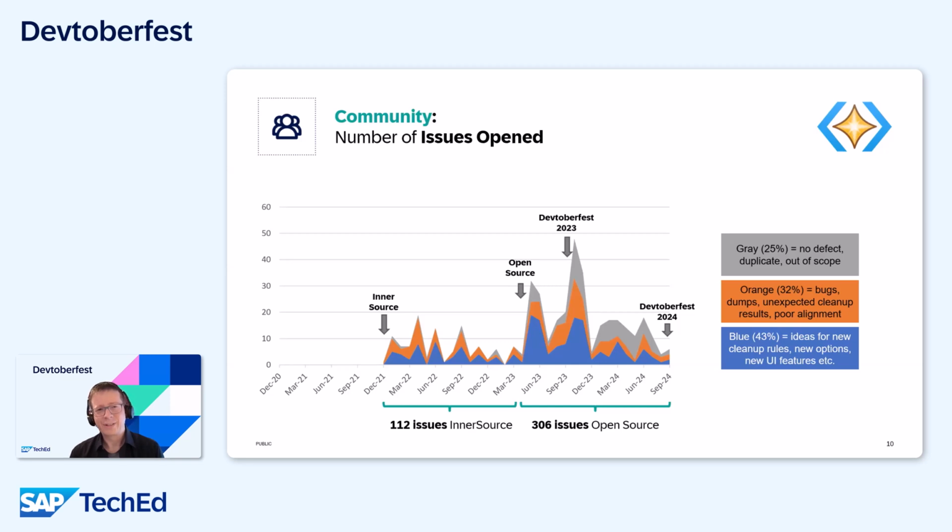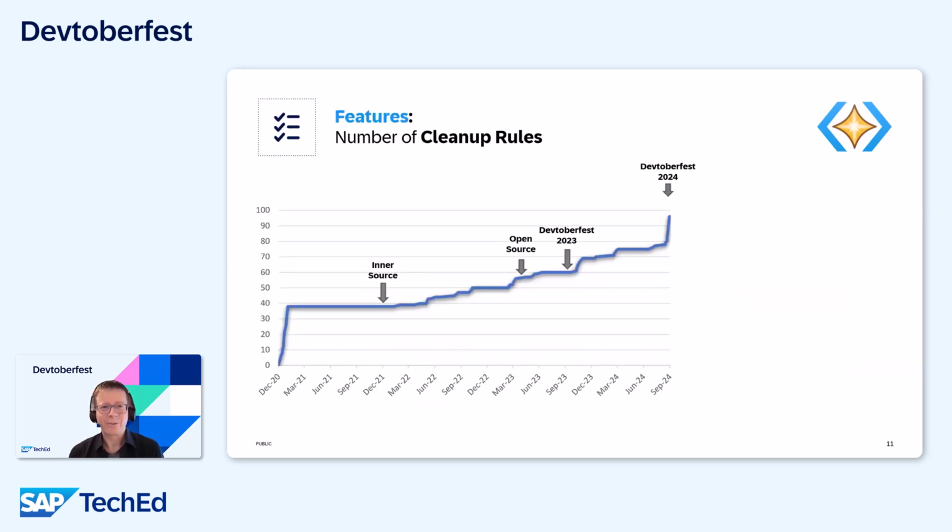And you will see in the next slide that this is not just feedback for us to have received, but it's also, of course, it has inspired the work, right? Because what also happened to the number of cleanup rules, to the scope that ABAP Cleaner is doing, it has really significantly gone up.